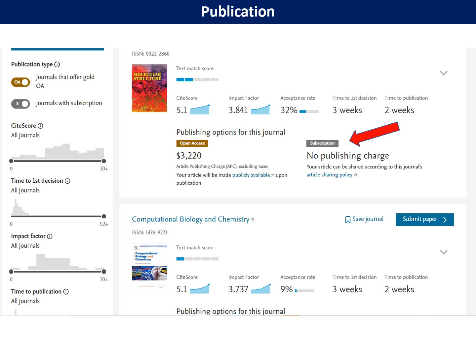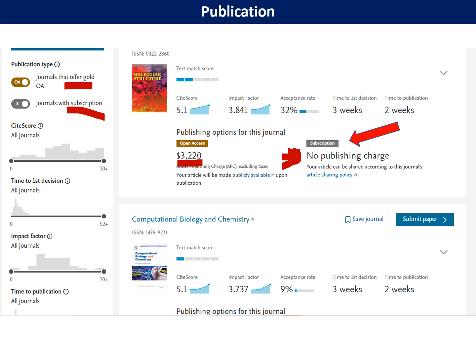Here they have two types of publication: open access or subscription. Open access means that you need to pay money when you submit your paper. For example, this journal, Journal of Molecular Structure, charges you around $3,000 for one paper. If you choose the subscription, it means that your paper is free and you do not need to pay. But when you want to read the paper, you need to pay around $30 or $50 to download it.